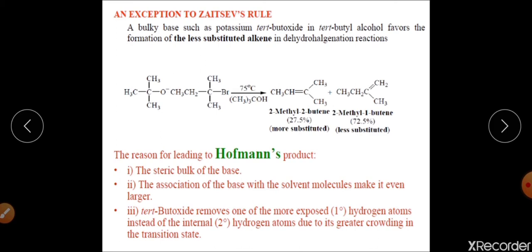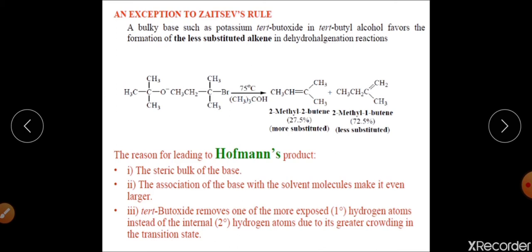Now we have certain cases. I have already told you about the Saytzeff rule, about Bredt's rule, and I have also told you about the Hofmann rule. Hofmann rule means formation of the least substituted alkene. So there are cases in which the Saytzeff product will not always be the major product. It means we will get the Hofmann product.